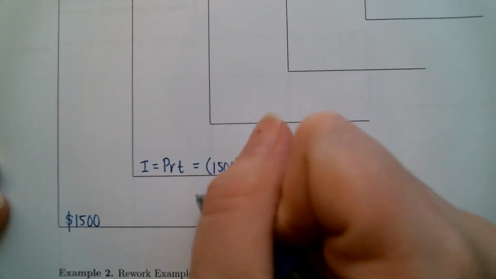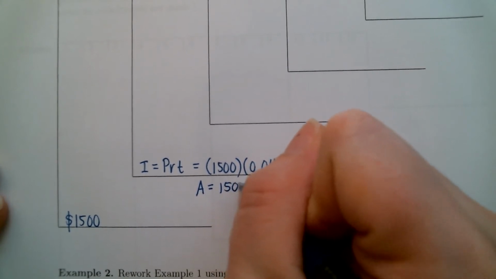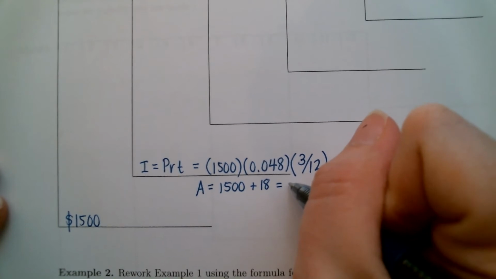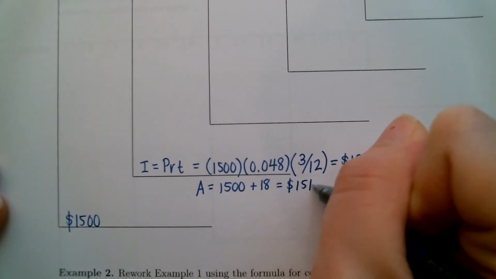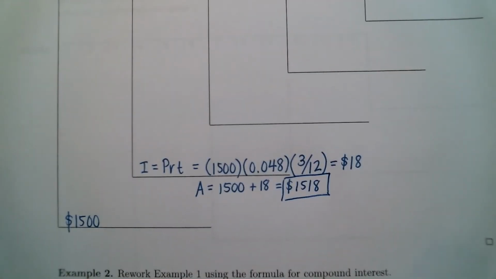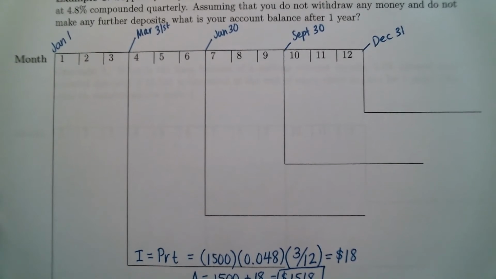And so our total amount on March 31st, the end of the quarter, is going to be what we started with, the $1,500 plus the interest. So we end the quarter with a total of $1,518, okay? All right, so you don't take any money out. So this amount starts earning interest over the next quarter through April, May, and June, okay? So this amount sits in your account.